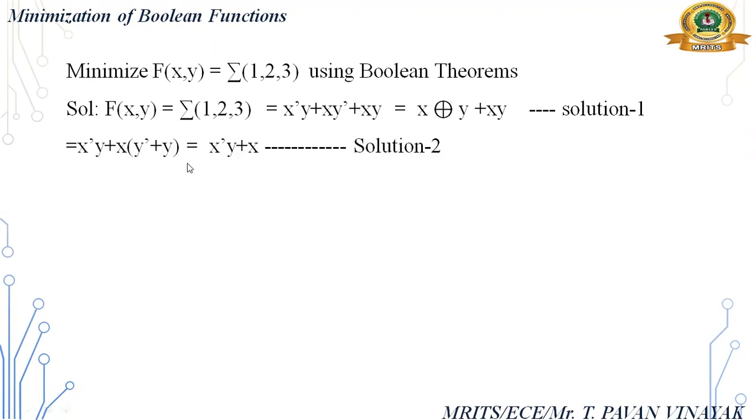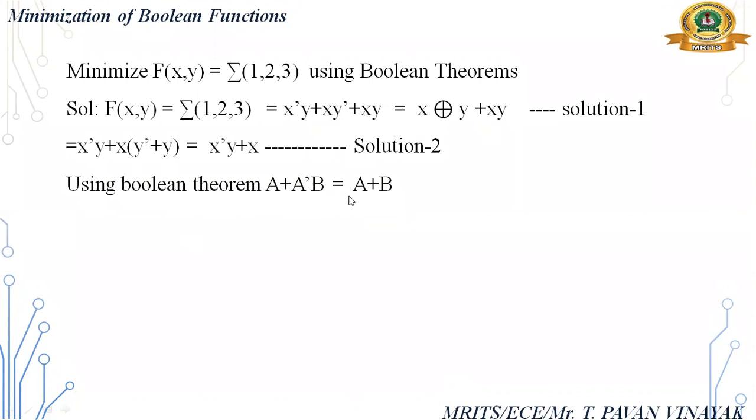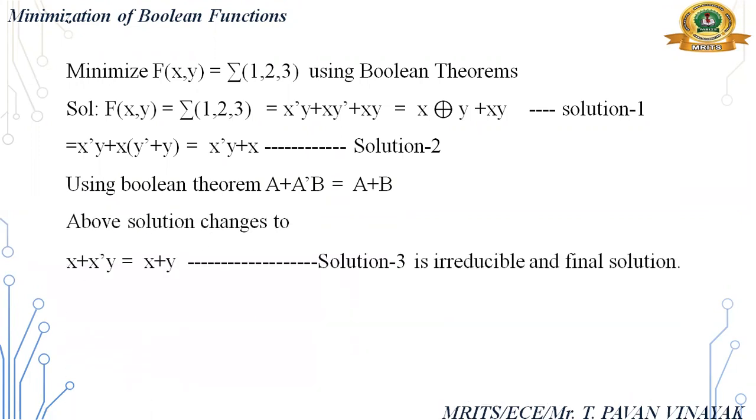Next, I am taking x common from the second and third terms. Then what happens? x plus x bar y is the second solution. Someone stops here itself because they don't know further theorems. They remember this one only, so they stop here. This is also not the correct solution. So let us check. Using the Boolean theorem, a plus a bar b is equal to a plus b. So the final answer is x plus y. This is the irreducible and final solution.